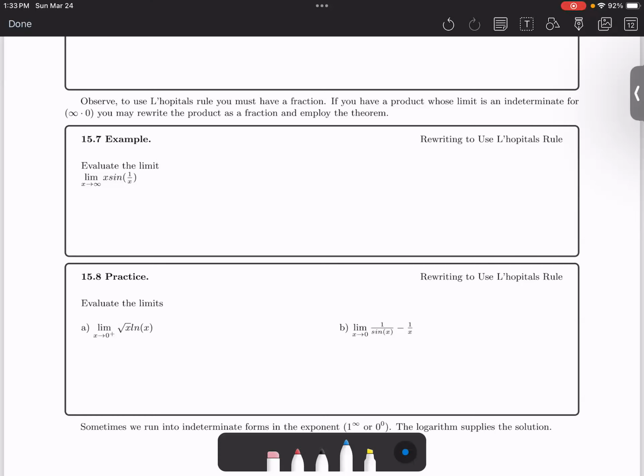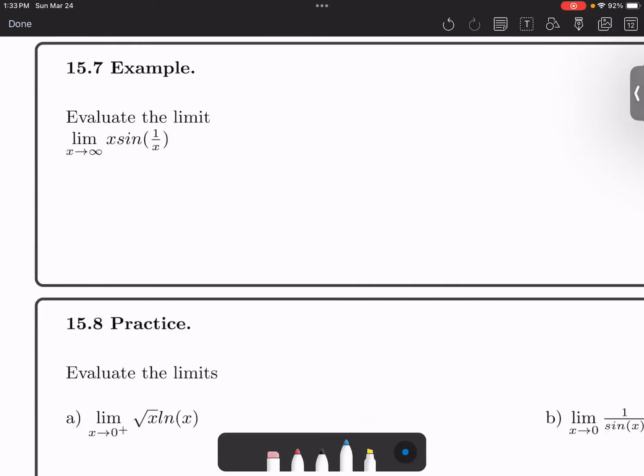Just because something doesn't look like an indeterminate form, 0 divided by 0 or infinity divided by infinity, doesn't mean you can't use L'Hopital's rule. You might just have to rearrange the equation to recognize it. Let's look at the limit as x goes to infinity of x times the sine of 1 over x.